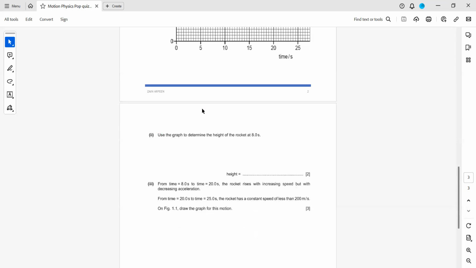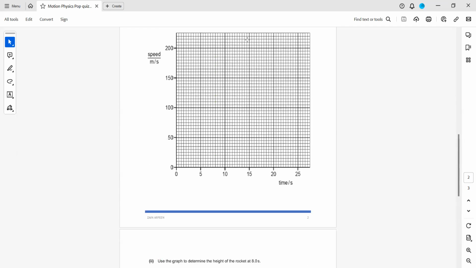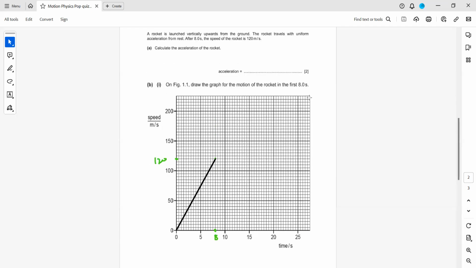use a graph to determine the height. So how do we determine the height? If you want to calculate the height, we use the area under the graph. So what will be the area under this graph? When we draw a line, it will make a triangle. This whole thing will be a triangle. And what is the area of the triangle? The area of the triangle is half base multiplied by height.